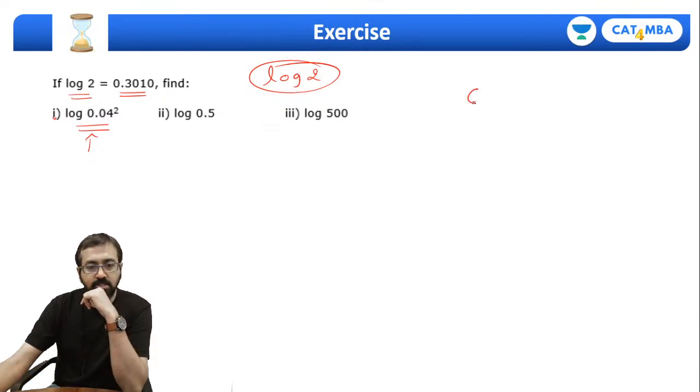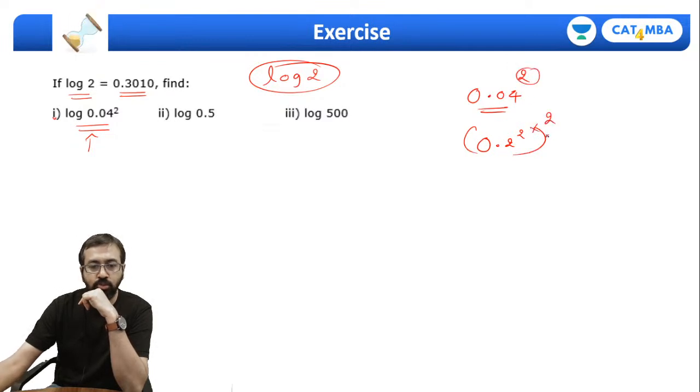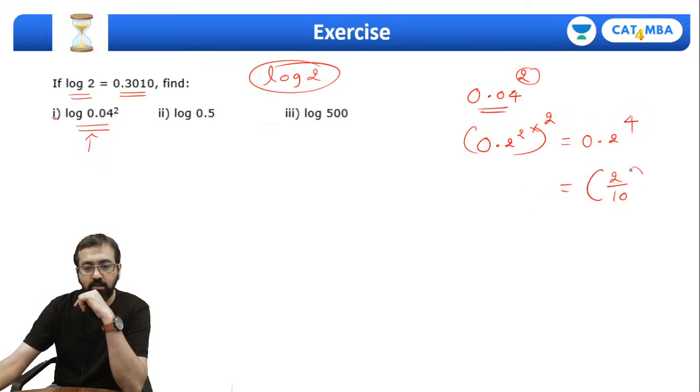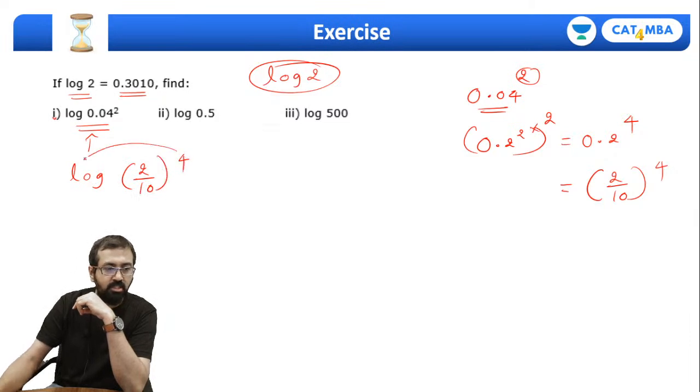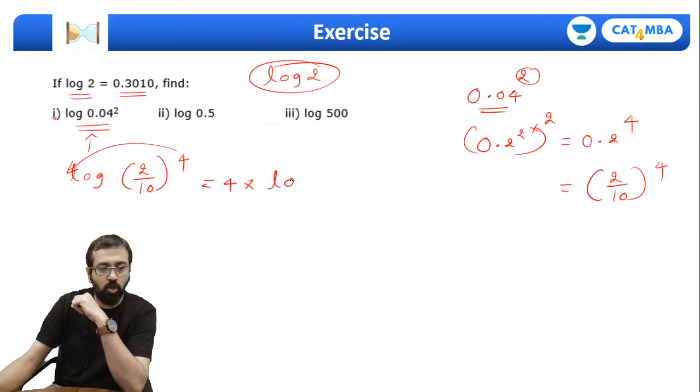First of all, 0.04 square. What is 0.04? It's nothing but 0.2 square. And then this square will be written over here. So this 2 will multiply. So it will be 0.2 raised to 4. Correct? And this can be written as 2 by 10 raised to 4. So this will be written as log of 2 by 10 whole raised to 4. This 4 will come in the multiplication. So this will be 4 into log of 2 by 10.